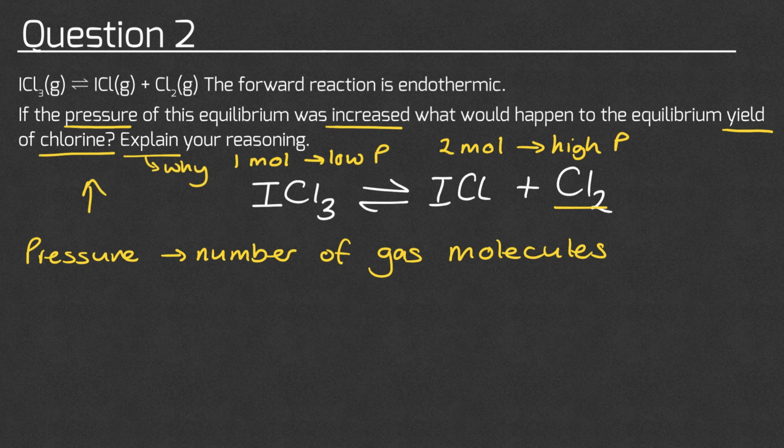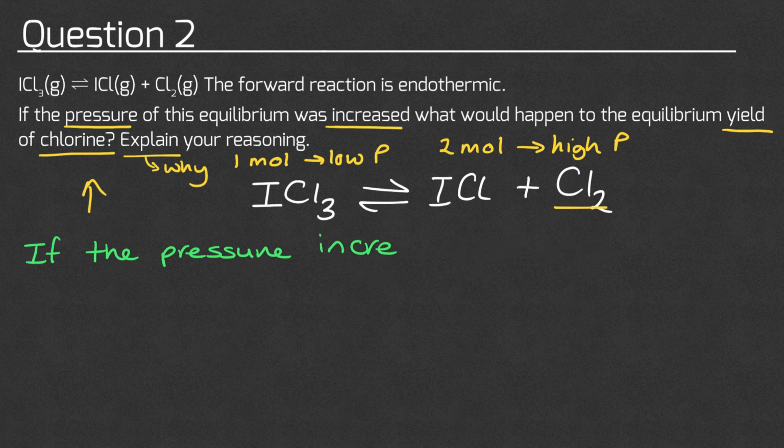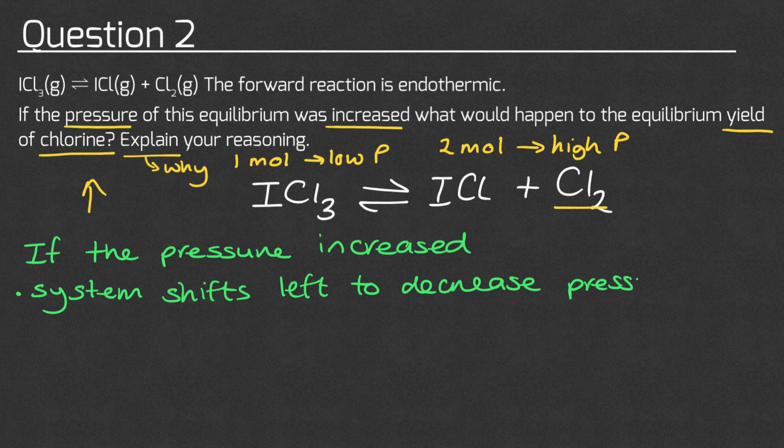And as a reminder, we are increasing the pressure, and we're wanting to see what effect this has on the yield of chlorine. So we would start our answer by saying that if the pressure is increased, the system is going to shift to decrease that pressure. The system's going to want to do the opposite. If we're increasing it, it's going to want to decrease it.